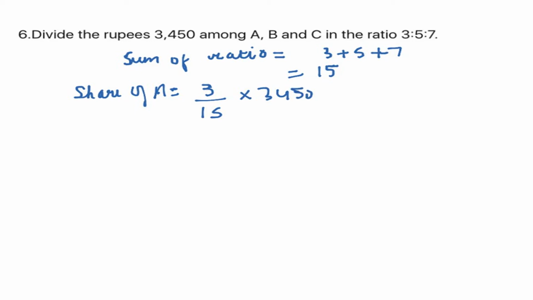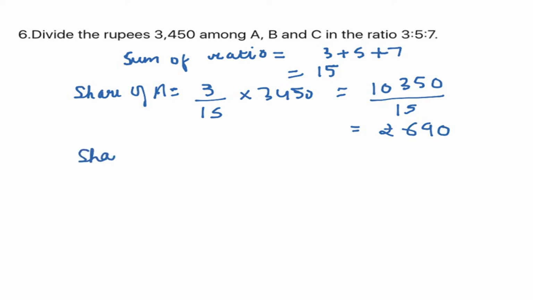Here we multiply 3450 by 3, and we will get 10350, and we are dividing it by 15. When we divide this by 15, we will get rupees 690. So it means A will get rupees 690 out of 3450.